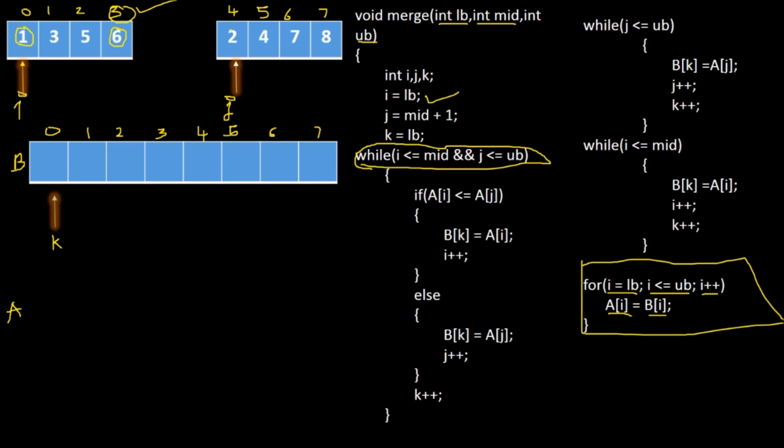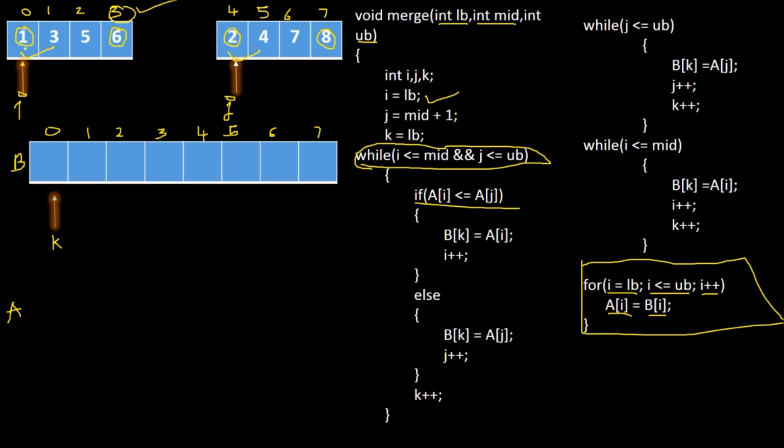Also we want to compare all these elements, j is equal to mid plus 1 up to j less than or equal to 7. 7 is nothing but your ub, upper bound, right? So until j is exhausted or i is exhausted, we are going to follow this procedure. This procedure is very simple. Here we are just comparing a of i and a of j. That means we are comparing the value at the 0th index, i, and the 4th index, j.